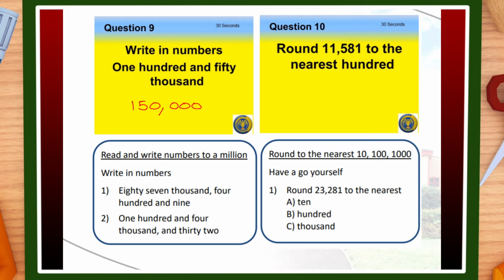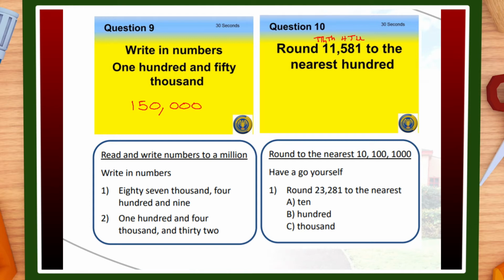Okay, question 10. Round 11,581 to the nearest 100. Okay, to do this, I would encourage you to look in the correct column first of all. So you're going to need to know place value wise. This is our units column, this is our tens column, this is our hundreds column, our thousands column, and our 10,000 column. Okay, so in this case, our hundreds column has got a 5 in it. Right, 500 is the value of that 5.